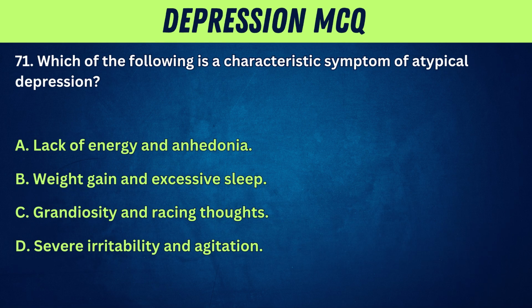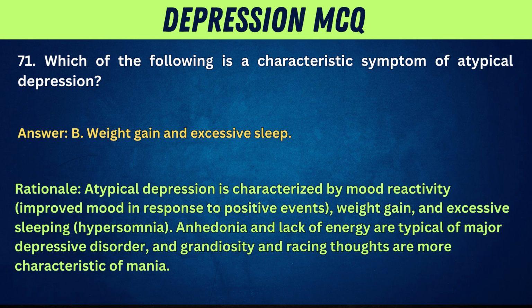71. Which of the following is a characteristic symptom of atypical depression? A. Lack of energy and anhedonia. B. Weight gain and excessive sleep. C. Grandiosity and racing thoughts. D. Severe irritability and agitation. Answer: B. Weight gain and excessive sleep.